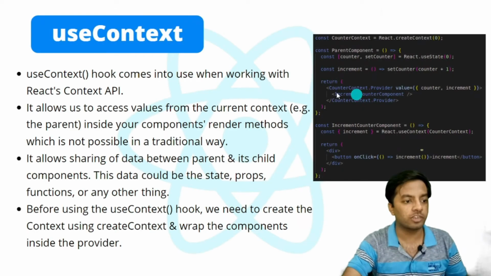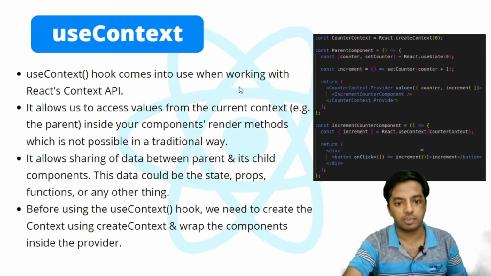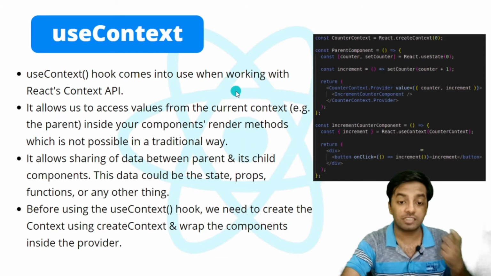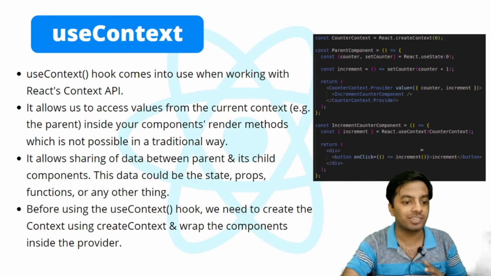So next is the useContext hook. The useContext hook comes into use when working with React's context API. It allows us to access values from the current context. For example, we can access the values from the parent inside the component's render methods, which is not possible in a traditional way.